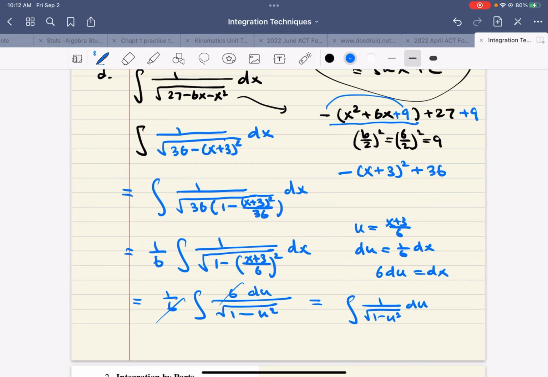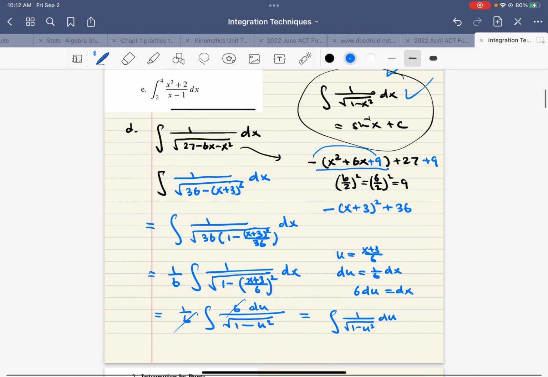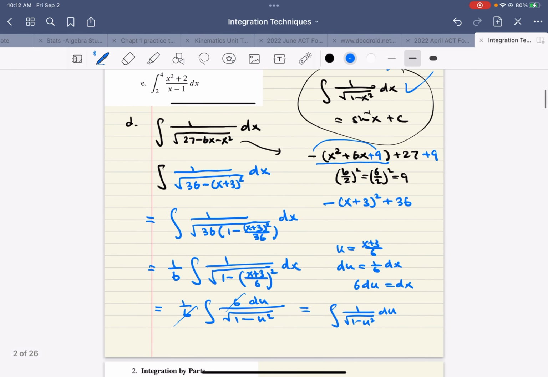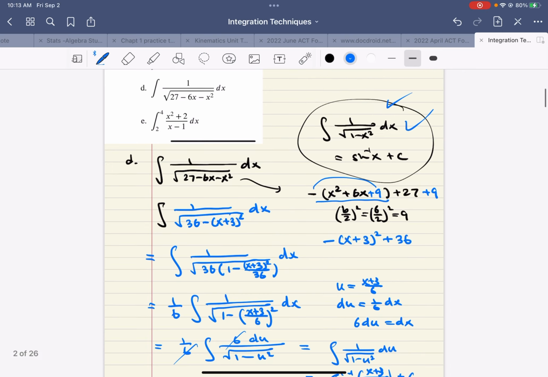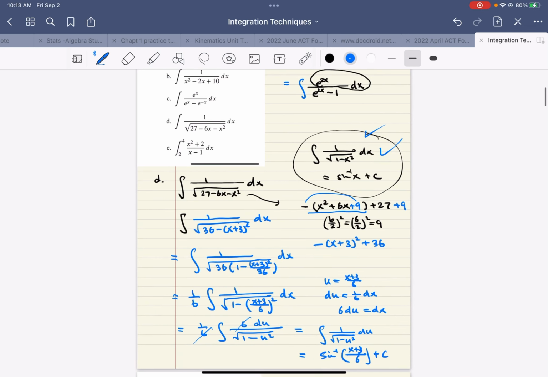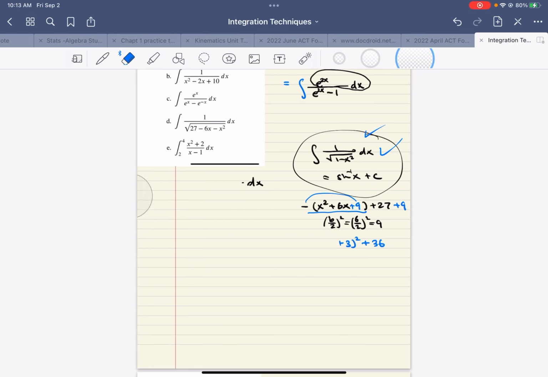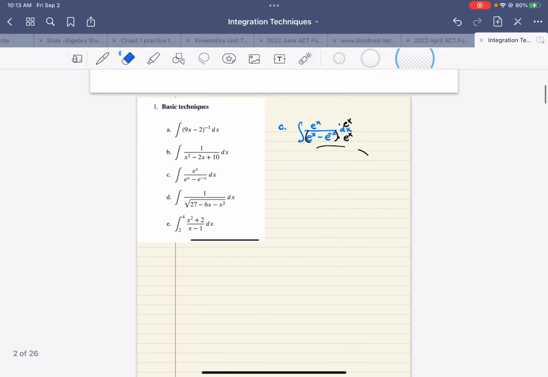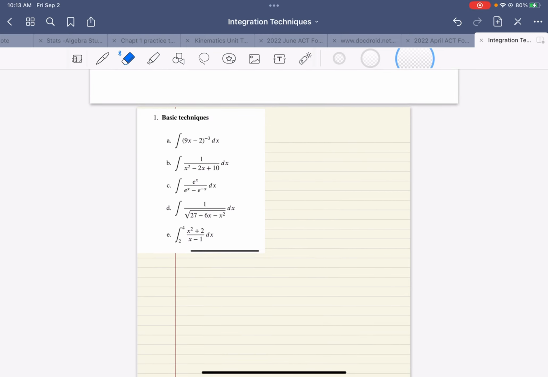That's nice. That's a form we know this one here. So that's a arc sine. So that's arc sine of u, but you can substitute back. X plus 3 over 6. Okay, plus c. So that will be your final answer. Okay, so that is a D. Now let's move to then E.